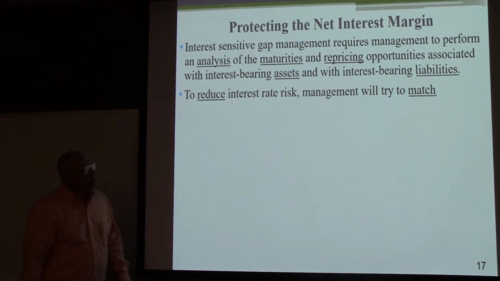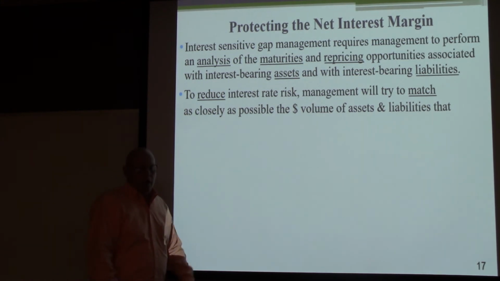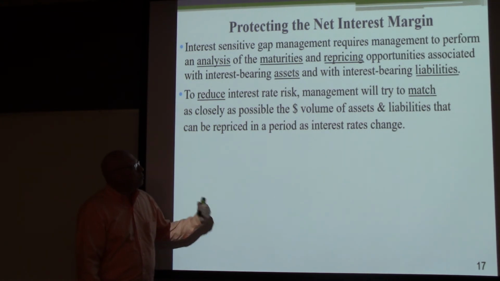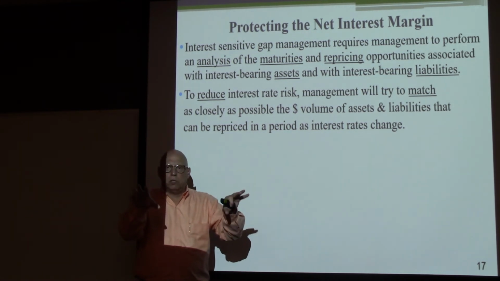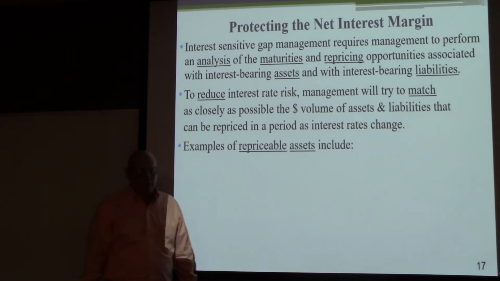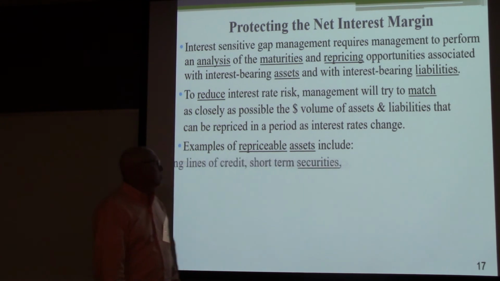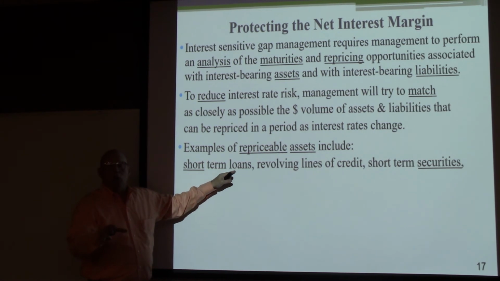To reduce interest rate risk, management will try to match as closely as possible the dollar volume of assets and liabilities that can be repriced over a certain period of time as interest rates change. You try to match up the same dollar amounts that can be repriced. Examples of repriceable assets, it means you can reset their interest rates, include short-term loans. Okay? They're short-term, so they will mature in the near future, and when they mature, you can reset or reinvest the money at a higher rate if interest rates go up.